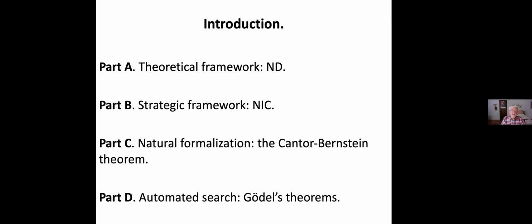So here is the overview. Part A, theoretical framework, natural deduction. Part B, a strategically motivated framework, which I call natural intercalation. Then use that framework and expand it to a formalism that allows you to formalize in a direct and natural way the Cantor-Dedekind theorem, and then part D, unfortunately, will be reduced to a brief remark.